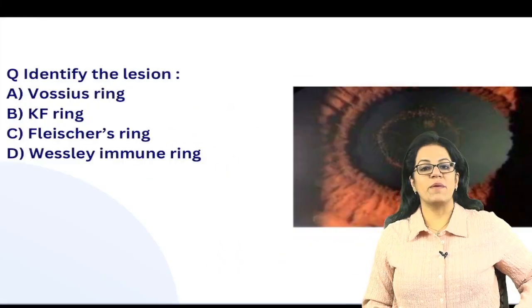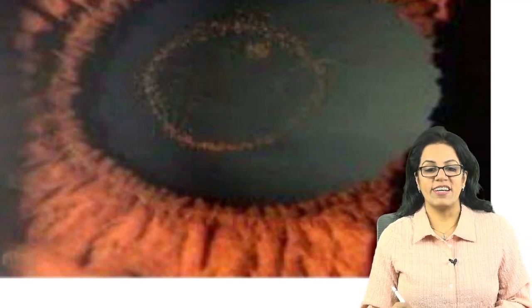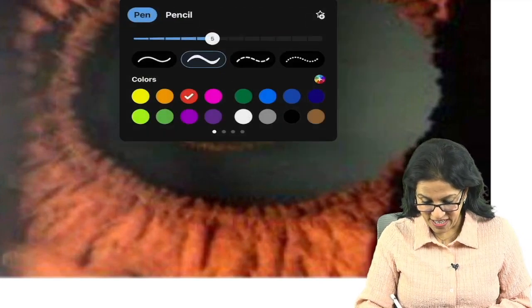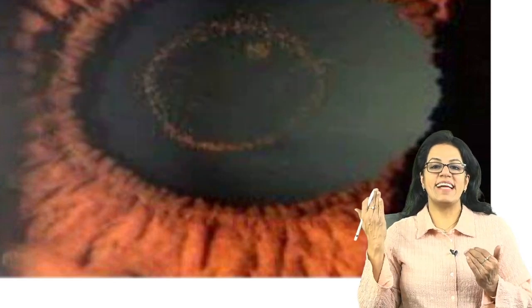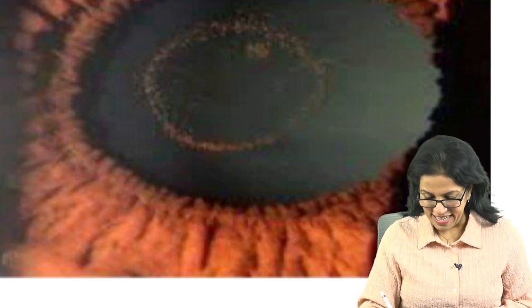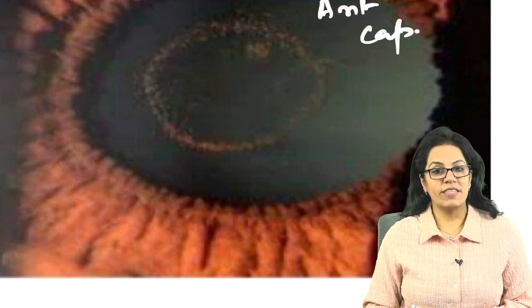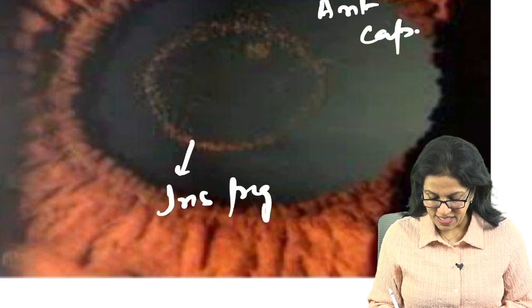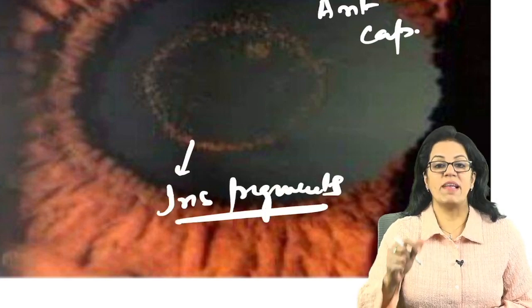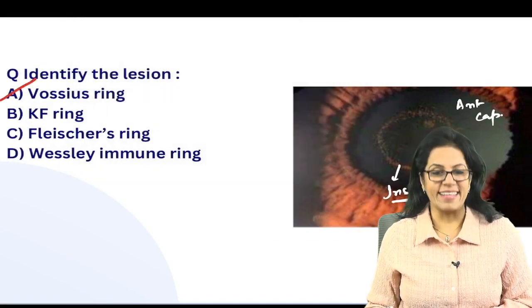We come to the next image now. Look at this. What is this? We all know this ring-like structure on the anterior capsule of the lens is nothing but imprint of iris pigment. Why did that happen? Because of blunt trauma. Yes, we are talking about Vossius ring. First question, where is it situated? On the anterior capsule. These iris pigments are imprinted because of that blunt trauma, and that is what is called Vossius ring. So this is the answer.